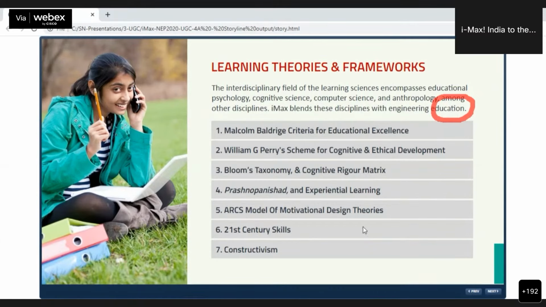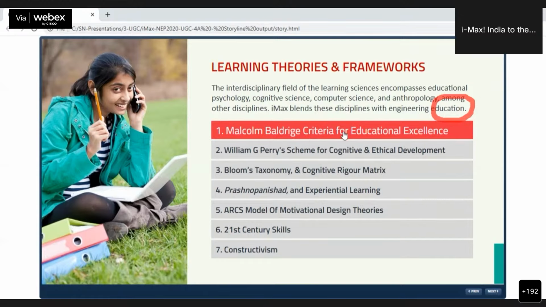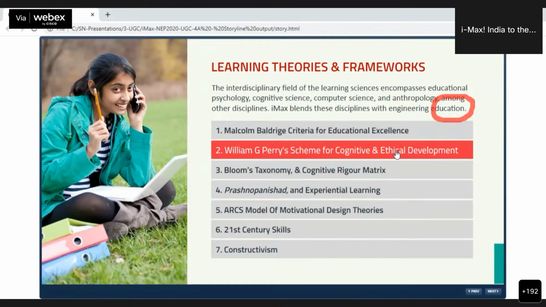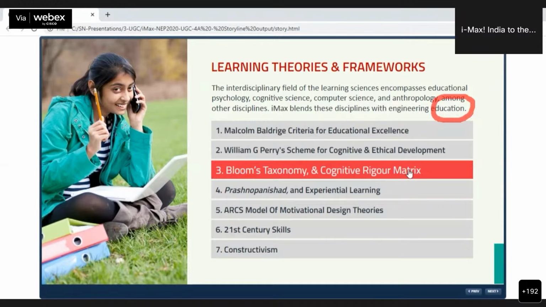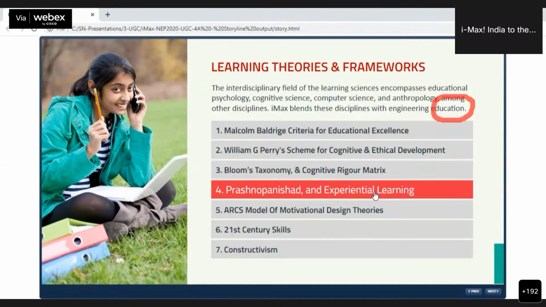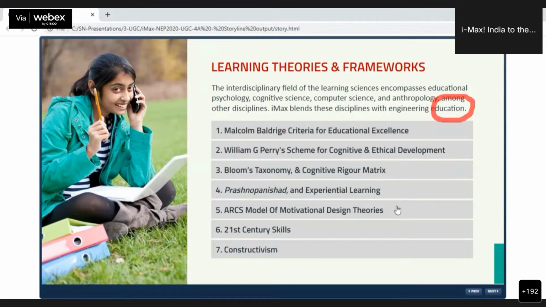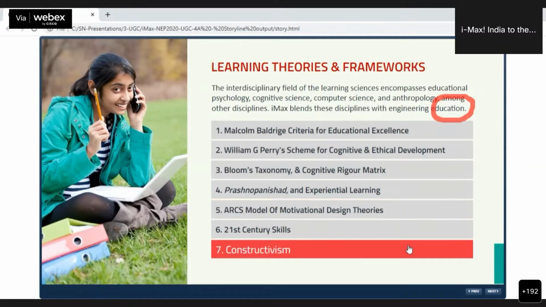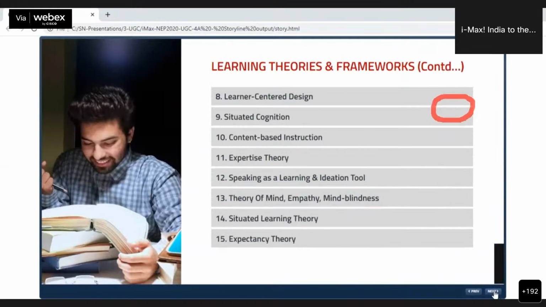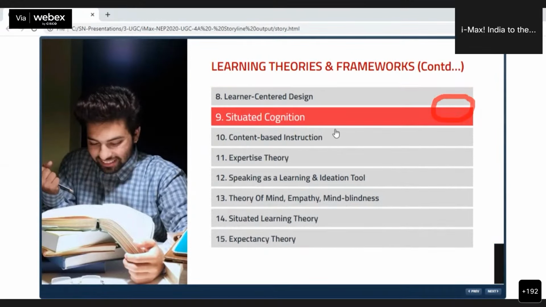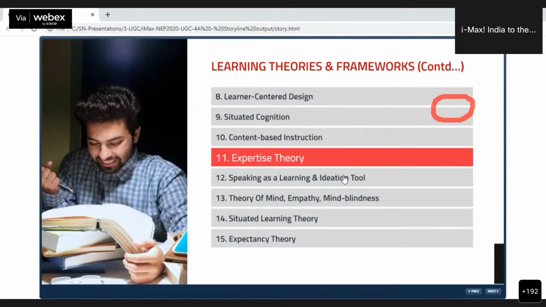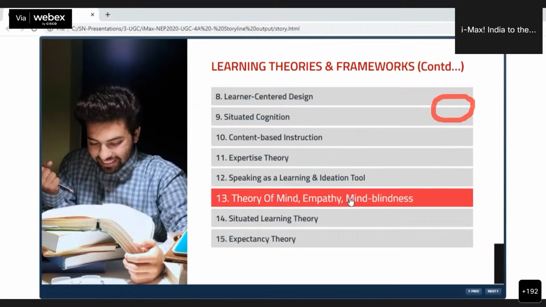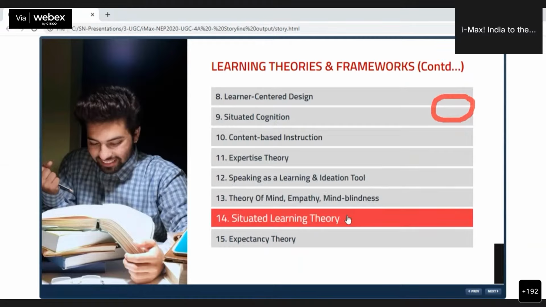You must be knowing these important learning theories, that is Malcolm Baldrige criteria for educational excellence, William G. Perry's scheme for cognitive and ethical development, Bloom's taxonomy, cognitive rigor metrics, Prashnopanishad and experiential learning, ARCS model of motivation, design theories, 21st century skills, constructivism, learner-centered design, situated cognition, content-based instruction, expertise theory, speaking as a learning and ideation tool, theory of mind, empathy, mind blindness, situated learning theory, expectancy theory.